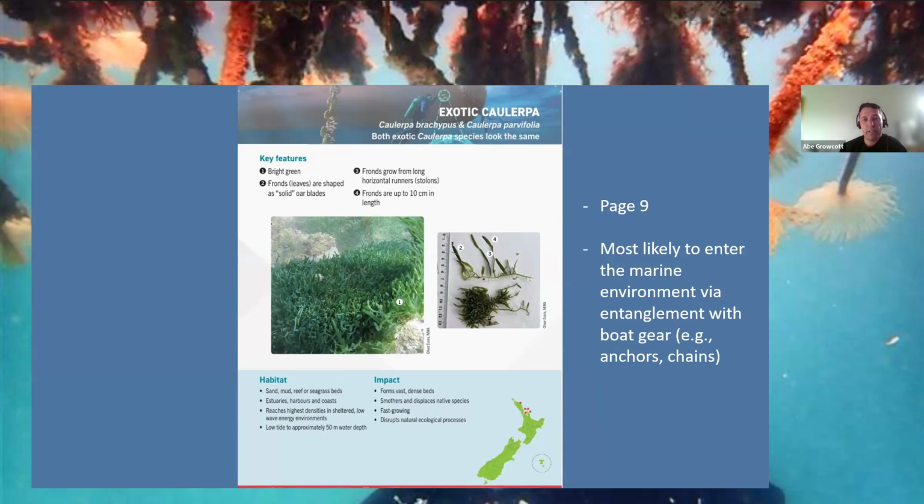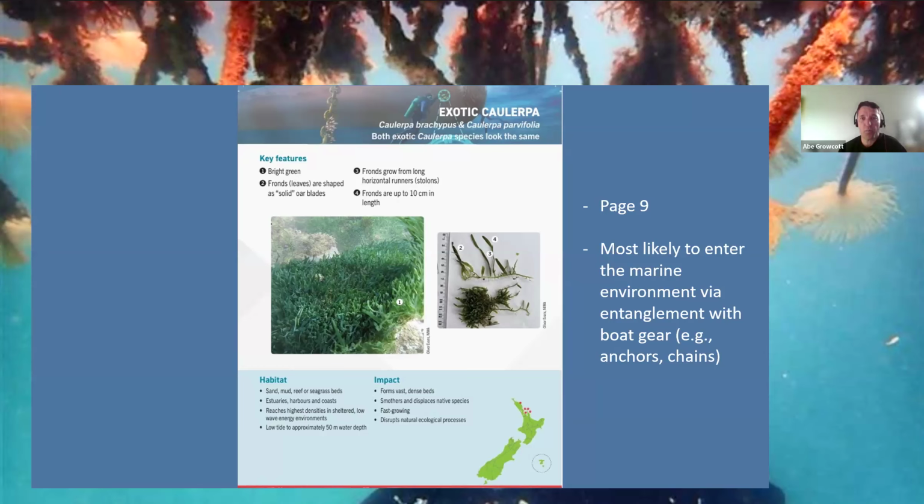So for all intents and purposes, just think of it as one seaweed. It's also bright green, a bit like Caulerpa taxifolia, which we talked about before. The key difference is that the leaflet is solid, so it's oar shaped. It's kind of like a blade of grass. It doesn't have the midrib and it doesn't have the pinnules growing out from that midrib. So it's solid in shape. But the fronds are similar size to taxifolia, and it's connected to a horizontal runner, the stolon.